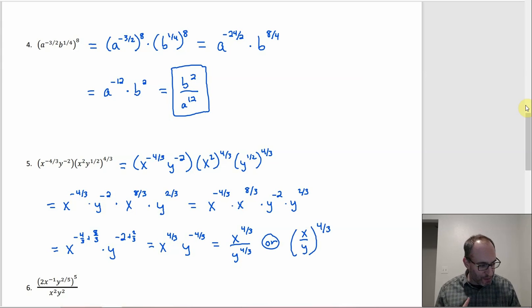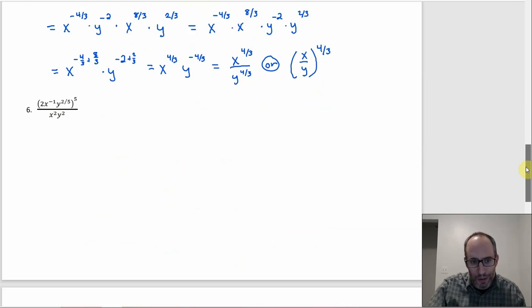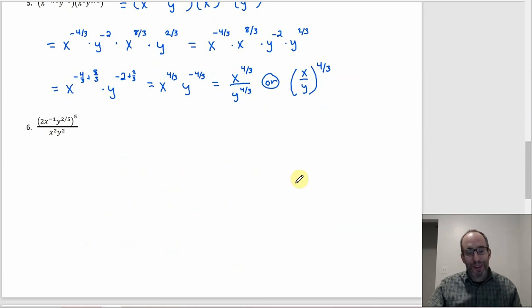All right, so that one was sort of long. I think 6 is shorter. I hope so. I don't know if I have enough space if it is longer.